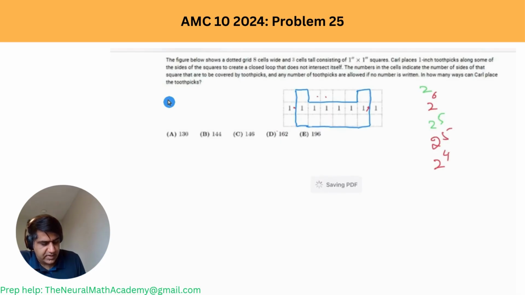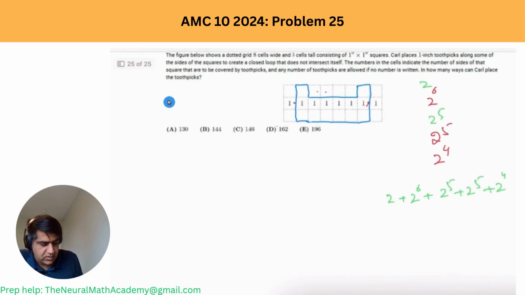If you try any other combination, then it will not work. As I have already told you, based on those restrictions, the total cases you get are basically 2 plus 2 is 4, plus 2 to the 6, plus 2 to the 5, plus 2 to the 5, and plus 2 to the 4. If we add them, then we'll get 146. So that is the answer for this problem.